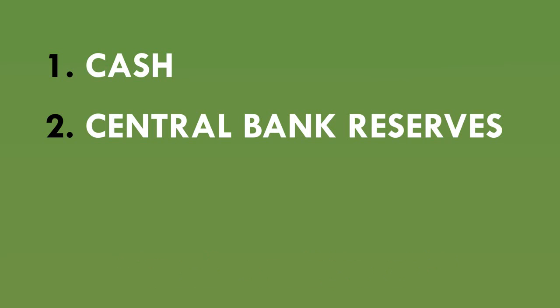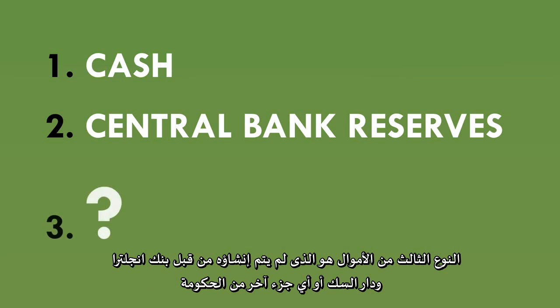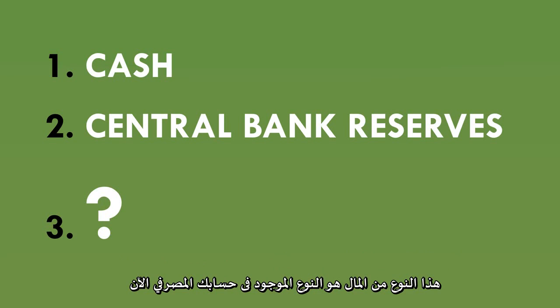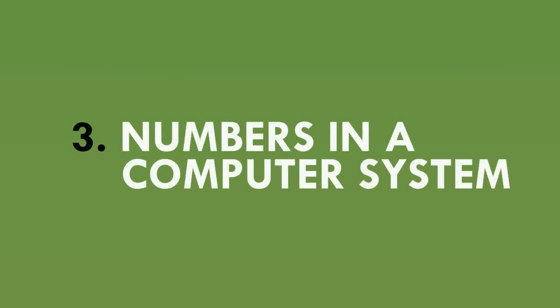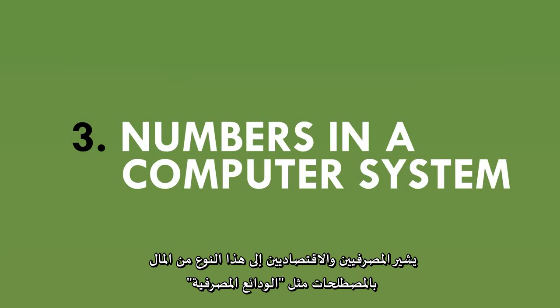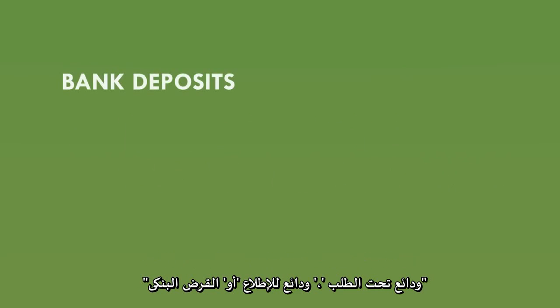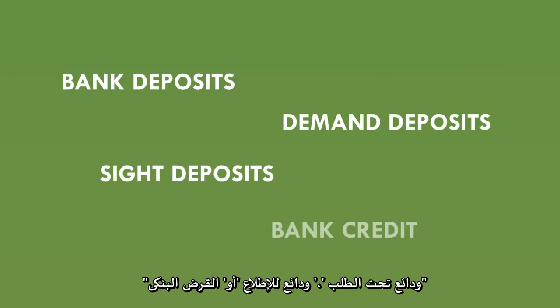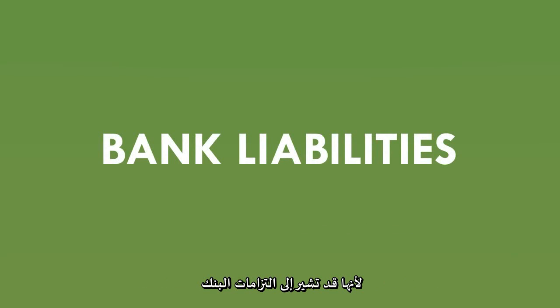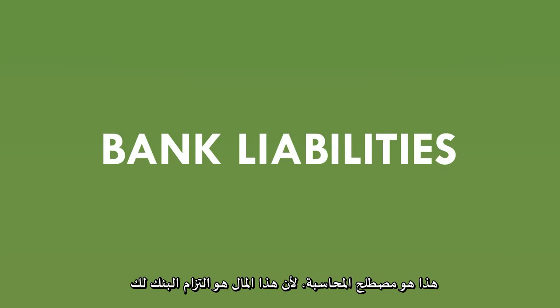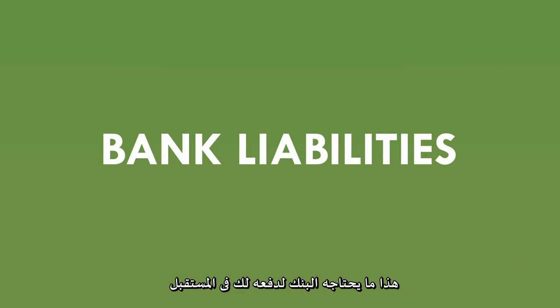payments between themselves. The third type of money is a type of money that isn't created by the Bank of England, the Royal Mint, or any other part of government. This third type of money is the type of money that's in your bank account right now. This money is just numbers in a computer system. Bankers and economists refer to this type of money with jargon such as bank deposits, demand deposits, sight deposits, or bank credit. These terms all pretty much mean the same thing and are used interchangeably. They might also be referred to as bank liabilities. This is the accounting term, because this money is a liability of the bank to you, i.e. it's what the bank needs to repay you at some point in the future.